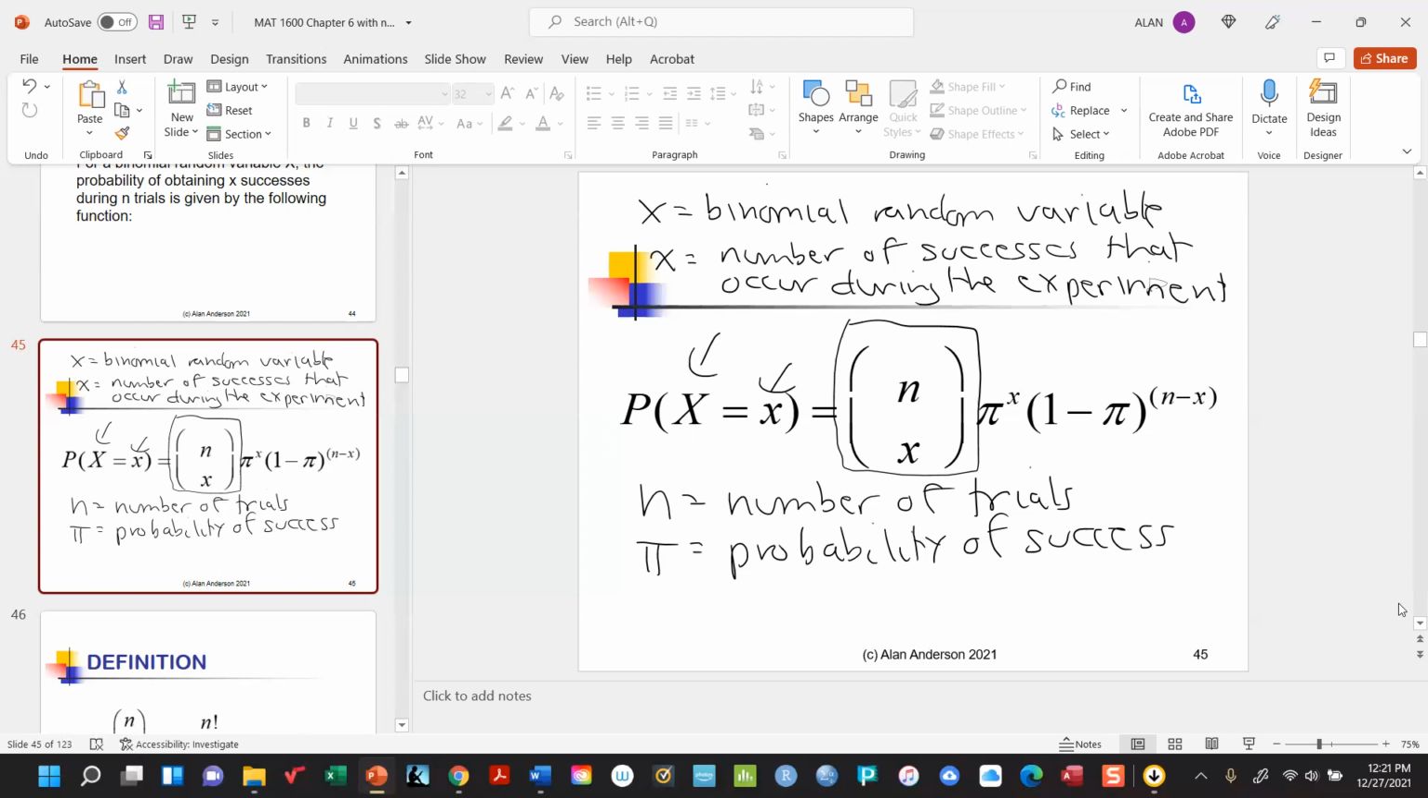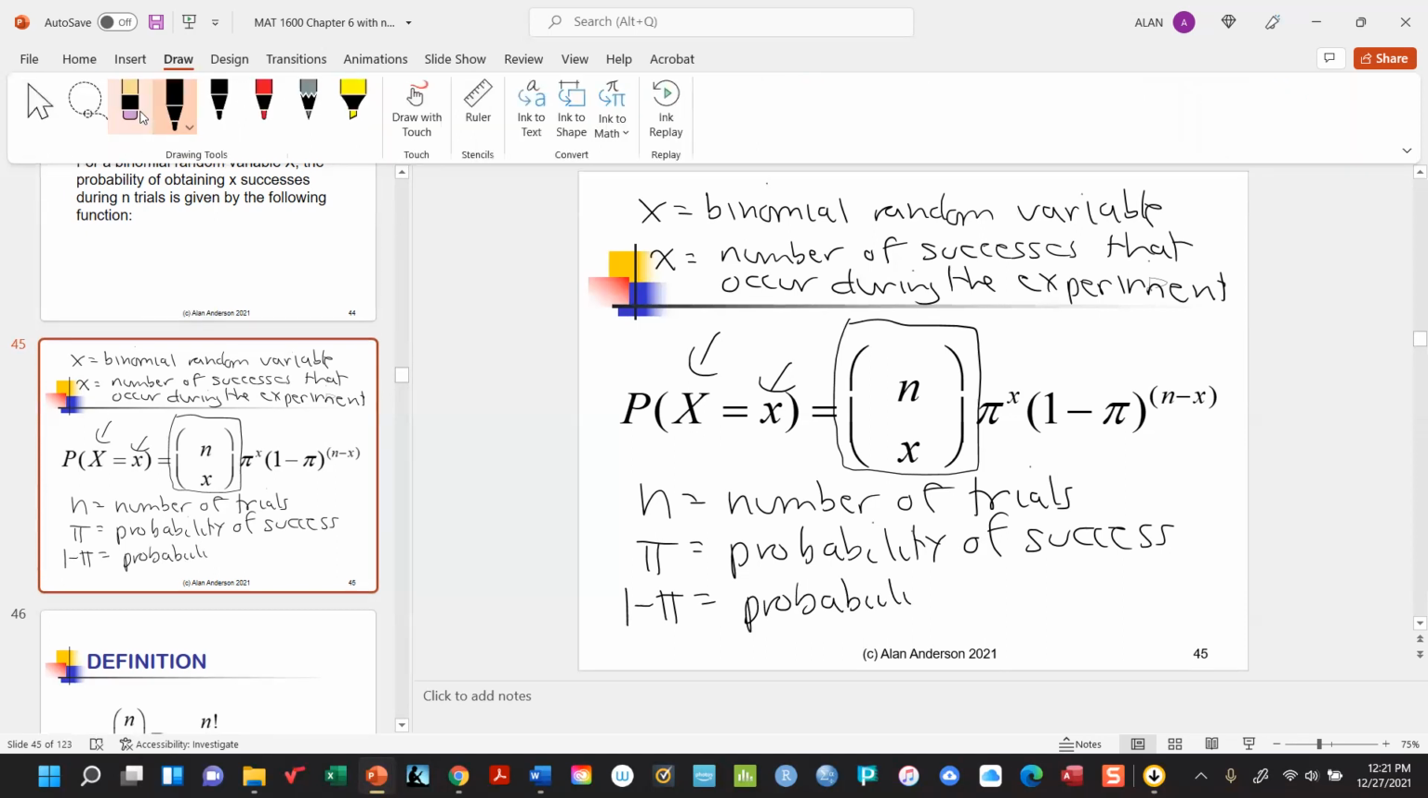The rest of it is pretty straightforward. By the way, 1 minus pi here would be the probability of a failure, which, if we're only interested in heads, in this case would be tails. Okay, so this part is pretty straightforward: pi to the x power, 1 minus pi to the n minus x power. This was the tricky part.